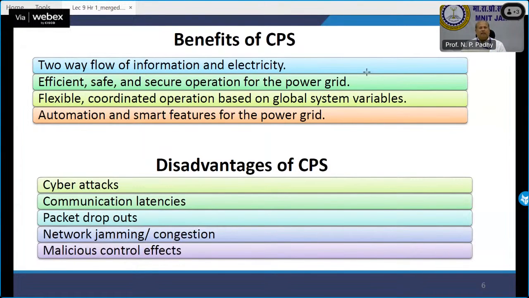financial fraud may happen. Communication latency is an important issue because you are giving a signal for someone to react, but that gentleman is not able to keep up with your latency. So there is a time gap. Actually, that is very important. Then packet dropouts, some loss of data, and network jamming. You are communicating, and you hear that the network is busy. That cannot happen in a cyber physical system. All the time it should listen to you. And network congestion becomes an issue, and malicious control effects. So these are the challenges, the limitations and disadvantages.